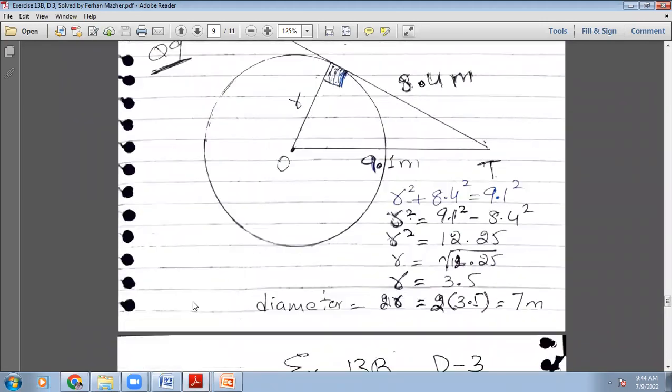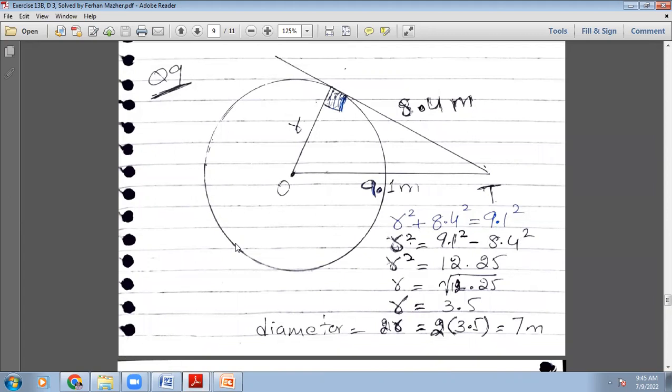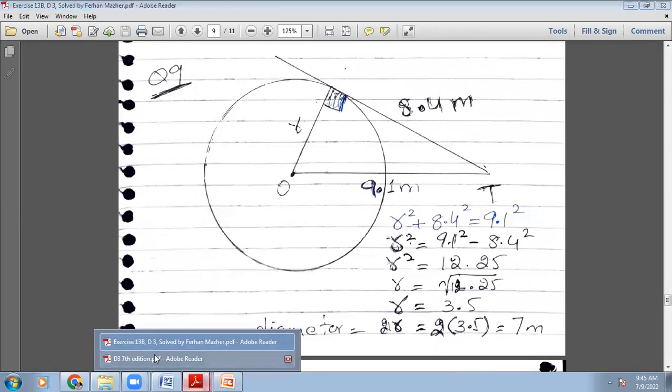First, I will find the radius. So apply Pythagoras here. R squared plus 8.4 squared equals 9.1 squared. So R squared will be equal to 9.1 squared minus 8.4 squared. And it will be R squared equals 12.25. So R is equal to the square root of 12.25. The radius will be 3.5. The diameter will be 2 times the radius, so 2 multiplied by 3.5, and that will be 7 meters. So the diameter of this circle is 7 meters. The whole question is showing up on your screen. You can pause the video and take your time and read this question carefully.